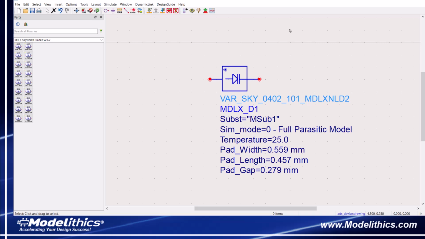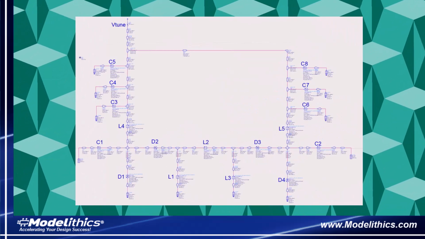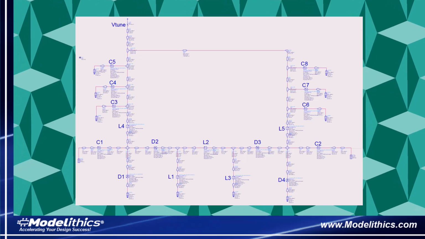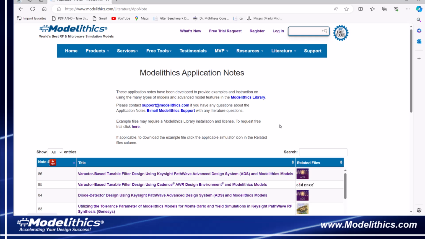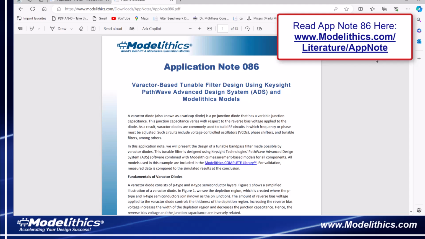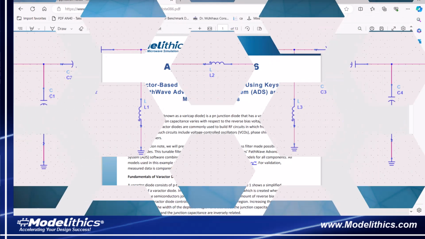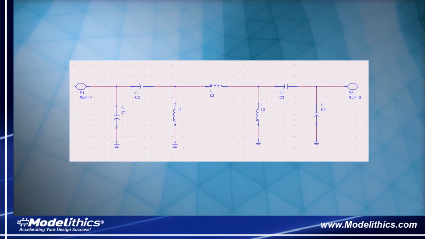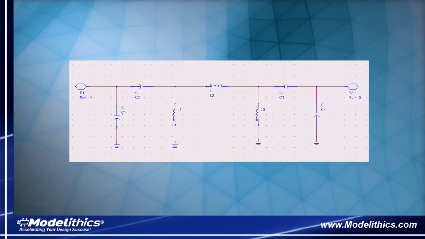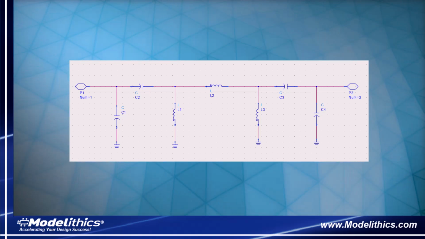Now that we've gone over this model in some detail, let's look at an example circuit that was designed with the same model for the SMV 1763-040LF varactor diode. This example is a tunable filter which you can read about in application note 86 from the Modelithics website. This is the topology used for this design. To realize a tunable filter, we'll replace the capacitors with varactor diodes.